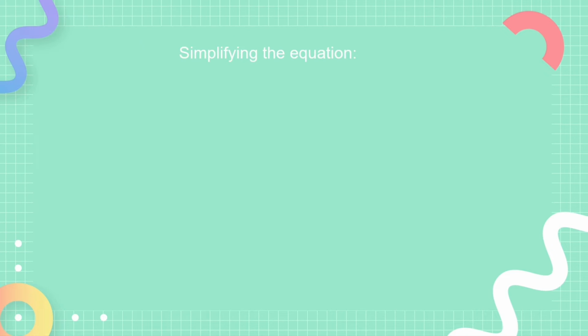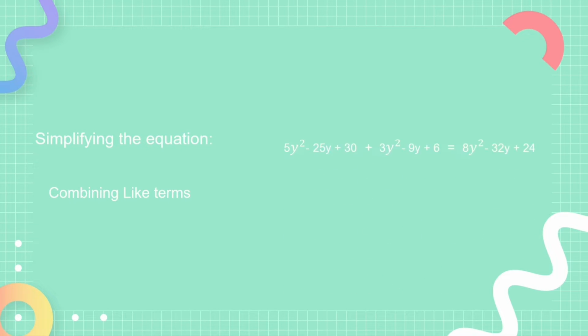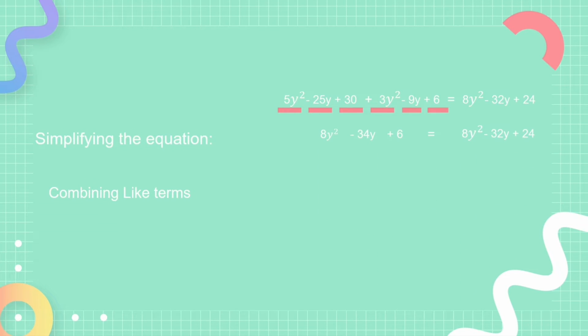Then combine like terms. Phew, this is quite a long equation. Are you getting tired? Let us first focus on combining like terms in the first half. The terms that we can combine here are 5y squared and 3y squared, turning into 8y squared. Next, we have negative 25y and negative 9y for a total of negative 34y. And lastly, 30 and 6, which is 36. So now we have 8y squared minus 34y plus 36 is equal to 8y squared minus 32y plus 24.